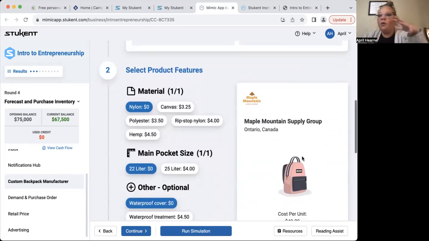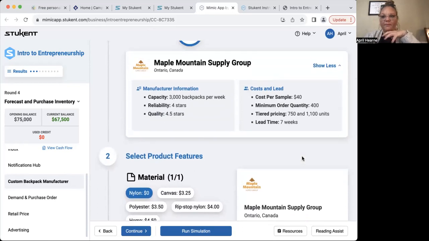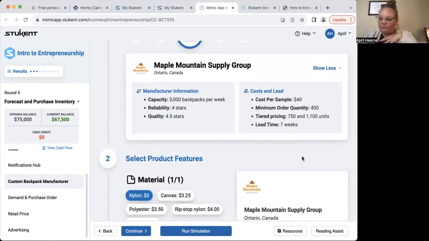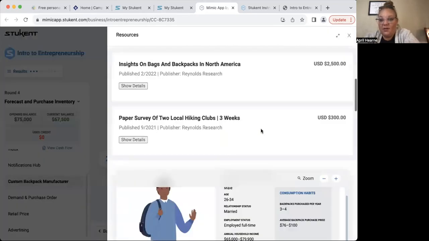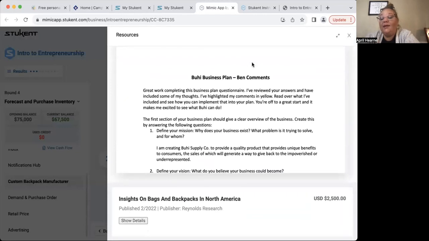So knowing what we know about the backpack that needs to be ordered. Let me pause for a second. Also, this resources button, before you start doing this page that you're on, before you start clicking, go into the resources. And here's something I did not do the very first time I ever did this round. I didn't even realize the resource button was down there and that it had stuff I needed. It has stuff you need.